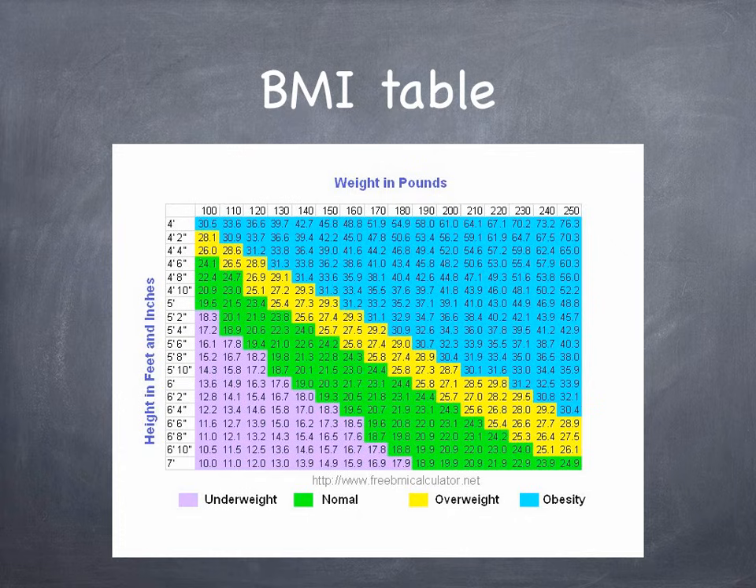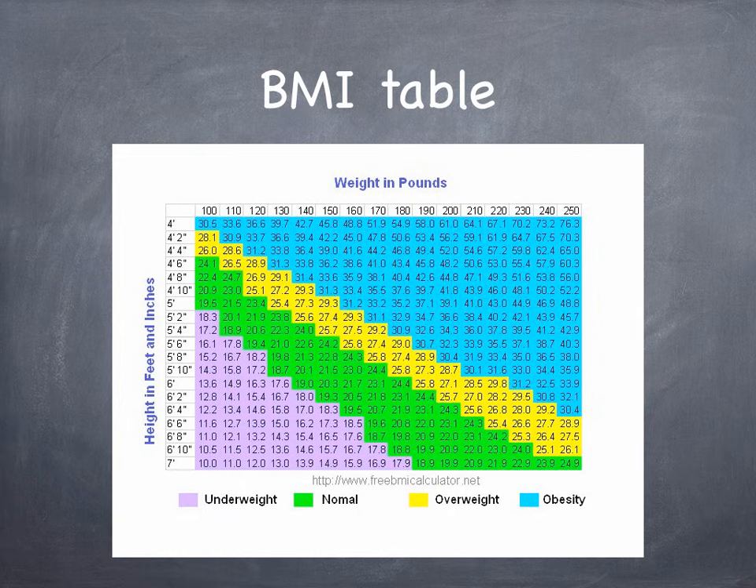So your weight is on the top. Go ahead and find your weight. Drop down to wherever your height is, and where those two meet is your BMI. You will either be underweight, normal, overweight, or obese. Go ahead and write down your BMI.